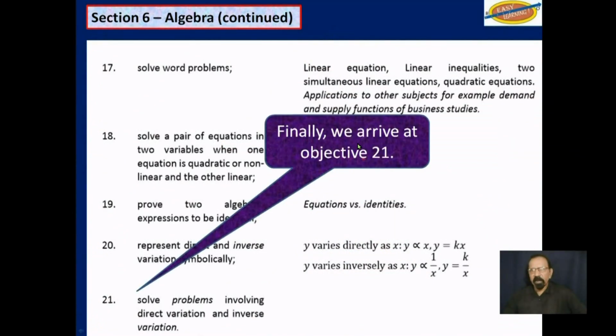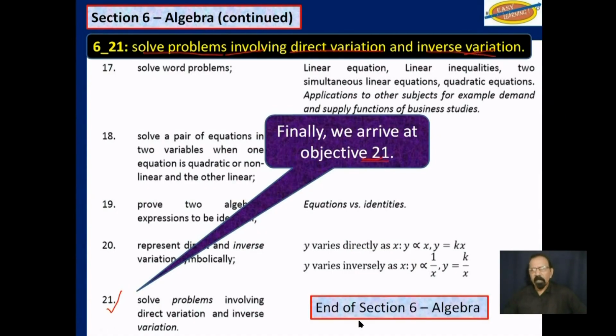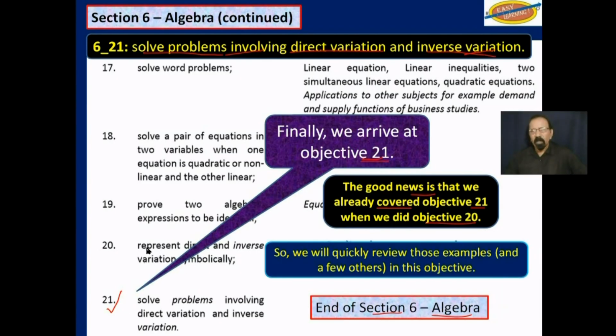So as I said, we are here, Objective 21, which says, solve problems involving direct variation and inverse variation. And that will bring us to the end of Section 6, Algebra. Now, the good news is that we already covered Objective 21 when we did Objective 20, basically. So we will quickly review those examples and a few others in this objective.